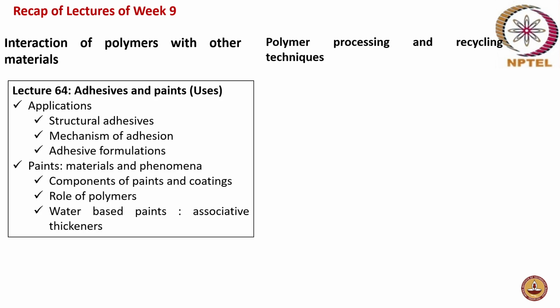The mechanism of adhesion can be through mechanical bonding, or through secondary interactions like van der Waals interaction or hydrogen bonding, or it can be through chemical adhesion, where a reaction happens between the adhesive and the surface on which it is applied. Okay, and what were the different adhesive formulations discussed? For example, pressure sensitive adhesive.